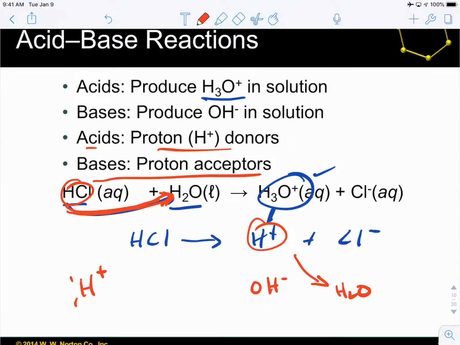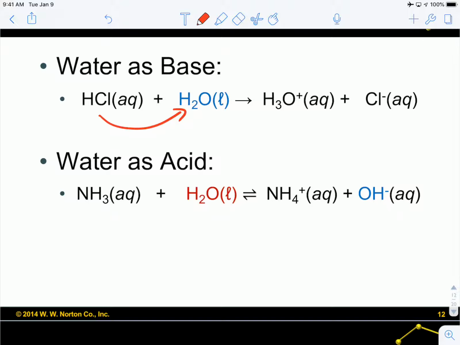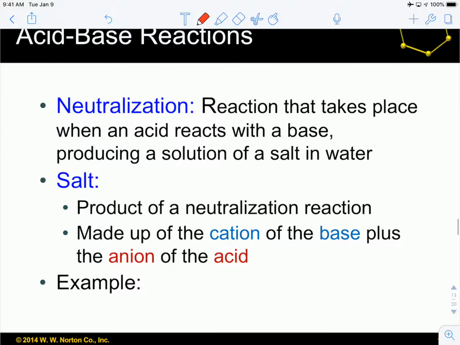So it acts as a base there. Over here, it acts as an acid because this is a base. And this is one of these bases that doesn't have the hydroxide in it. So you need to memorize that ammonia is a base. And you see why it's a base. It accepts the proton here from the water. So there, water's acting as an acid. So it really depends on its environment.